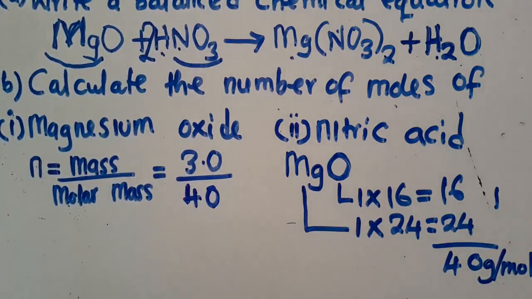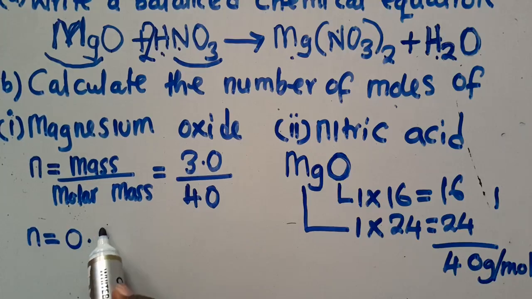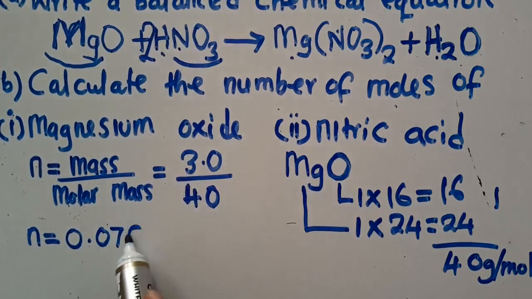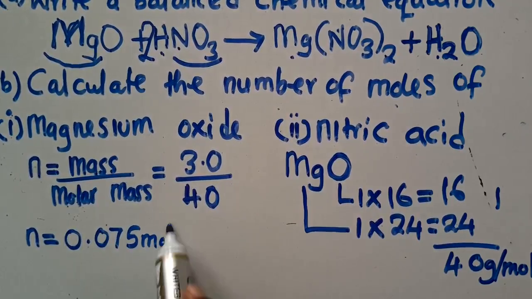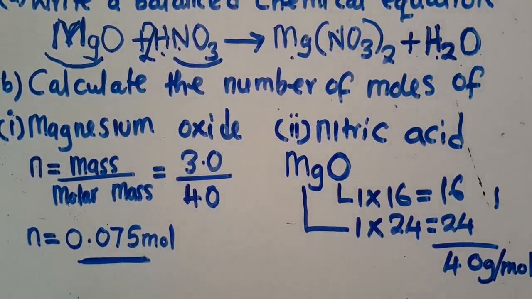This is what I'm going to do. So this is now equal to, what is the answer when I divide there? 3.0 divided by 40. What answer am I getting? I'm getting 0.075. I'm calculating the number of moles, so I put moles. So this is the number of moles for magnesium oxide. As simple as this.